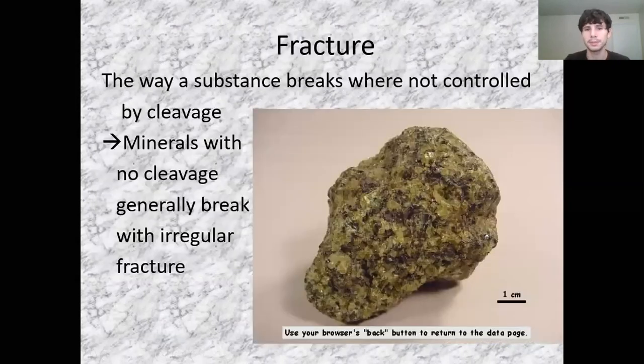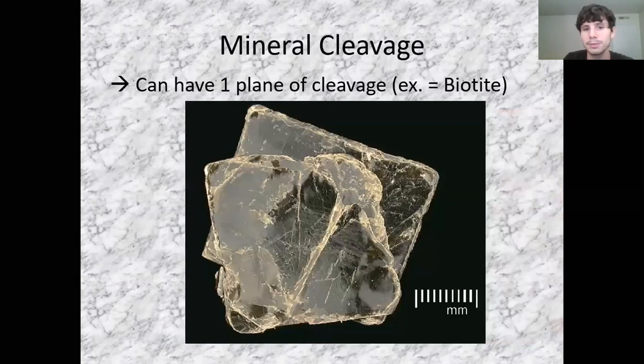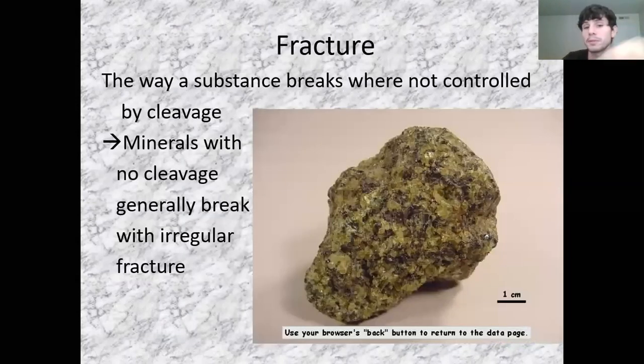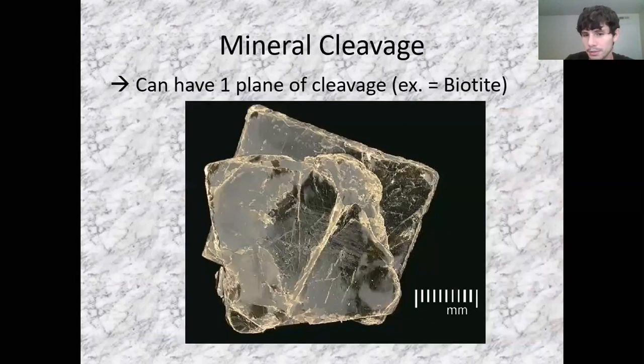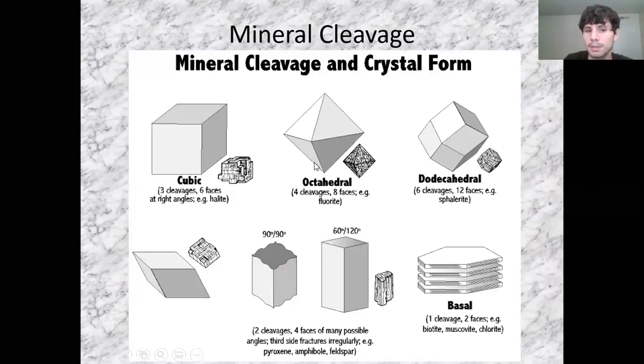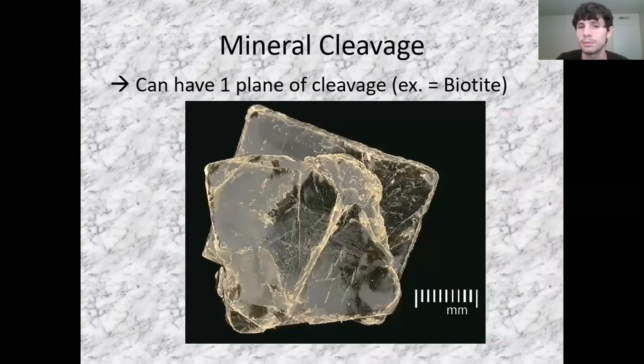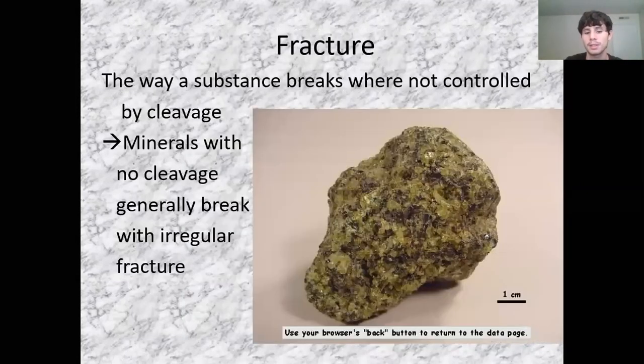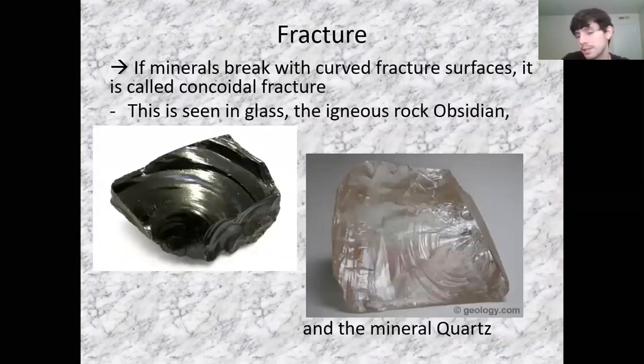So just kind of back up a little bit. If a mineral doesn't have cleavage, it has fracture. If a mineral doesn't have fracture, it has cleavage. Cleavage is much more distinct and is more uniform throughout the mineral, as opposed to fracture. Fracture is much more irregular and does not have any distinct planes of weakness. And for fracture, it can either be irregular or conchoidal, where it has these curved surfaces on the mineral. Hopefully that makes sense.